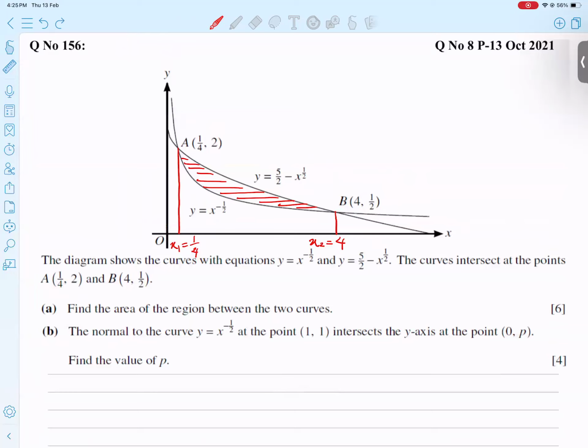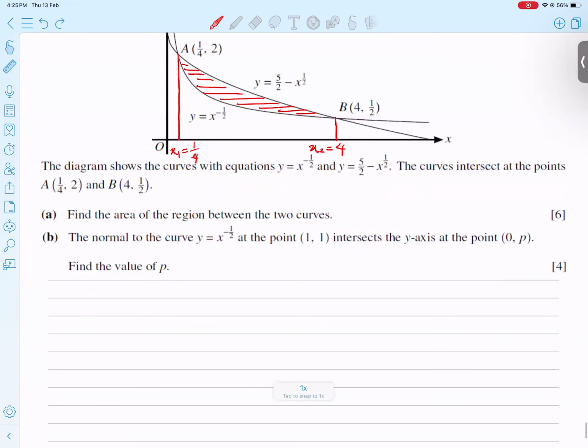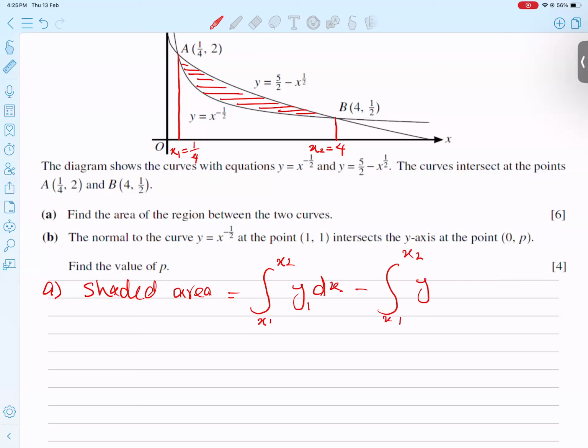Now I'm going to complete it. How do we get the shaded area? The formula is the integral from x1 to x2 of y dx, but here I'm writing y1, and then minus the integral from x1 to x2 of y2 dx. You can say y1 is the upper curve and y2 is the lower curve.